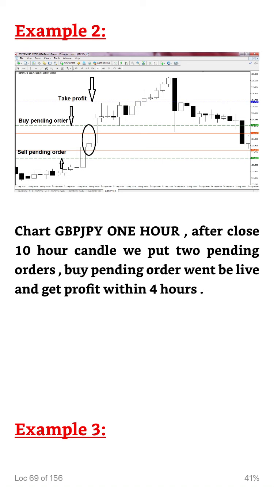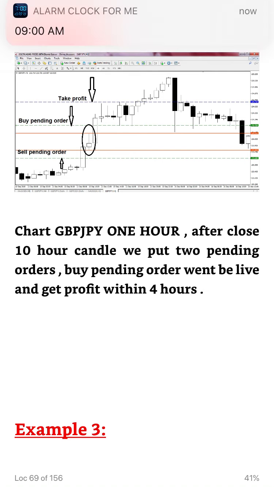Below the sell pending order, you see that little arrow that shows the green line. That green line is our entry level for the sell position, and 20 pips below there will be our take profit level. Okay, and after that, like it says, it takes about 4 hours to hit the profit.